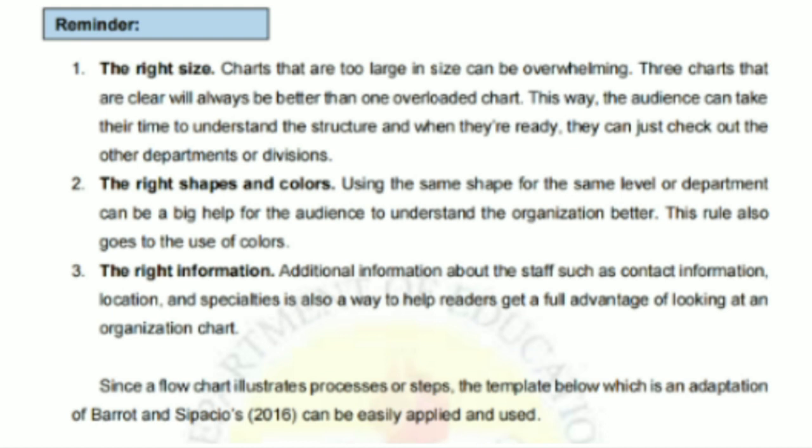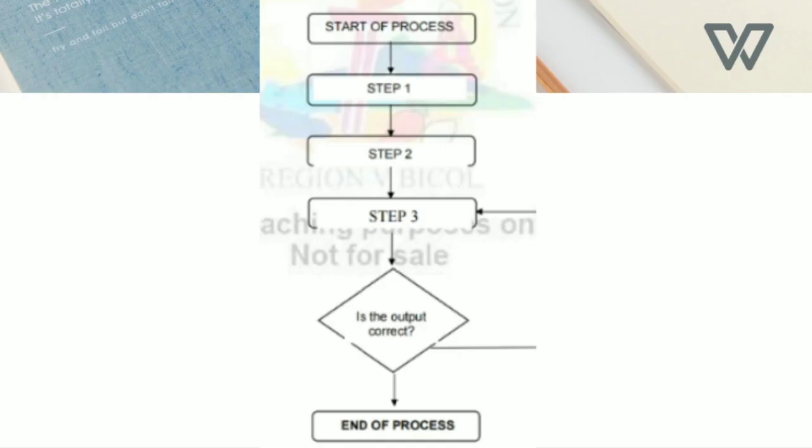Second, the right shapes and colors. Using the same shape for the same level or department can be a big help for the audience to understand the organization better. This rule also goes for the use of colors. Third, the right information. Additional information about the staff, such as contact information, location, and specialties, is also a way to help readers get the full advantage of looking at an organization chart.